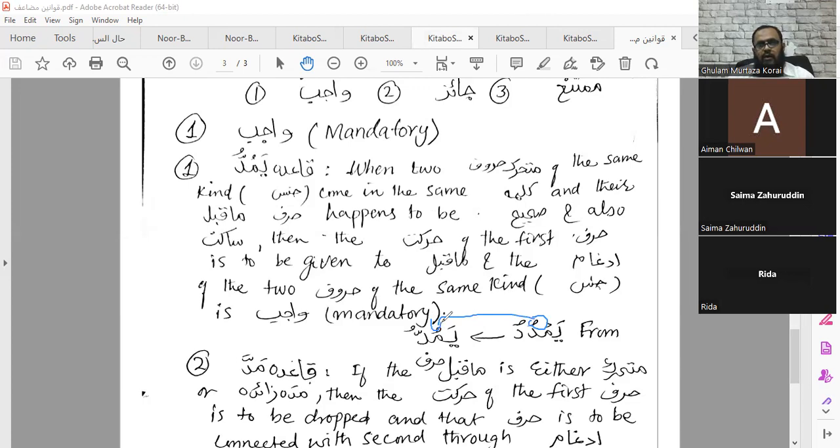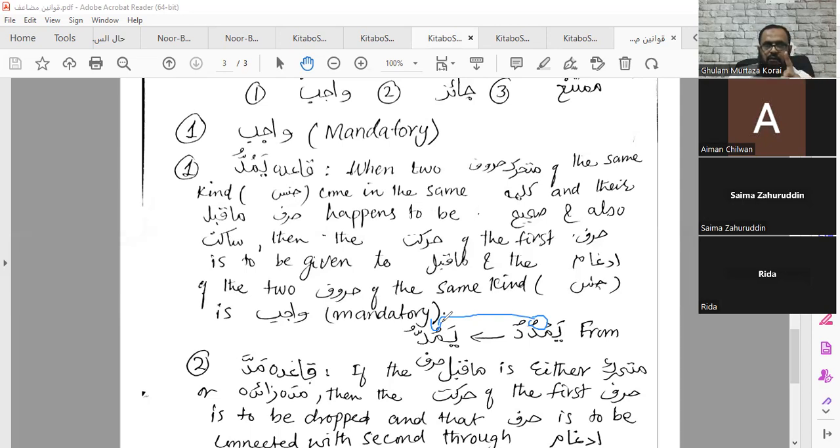Then the harakat of the first harf is given to the maqabal, and the idgham of the two huruf of the same kind is wajib. Now it becomes yamu. The dal has become sakin, and the second one is mazmum. So there will be idgham, and that is wajib. From yamdudu, it becomes yamuddu.